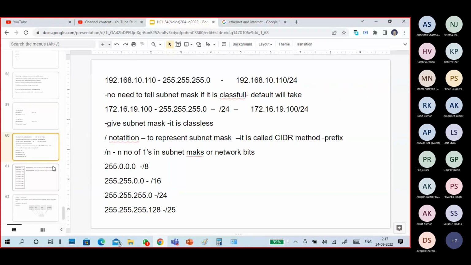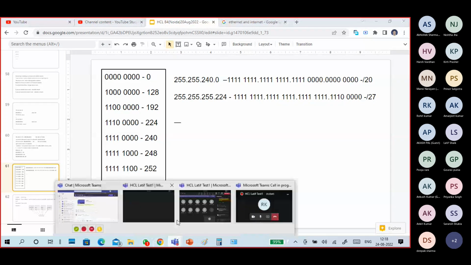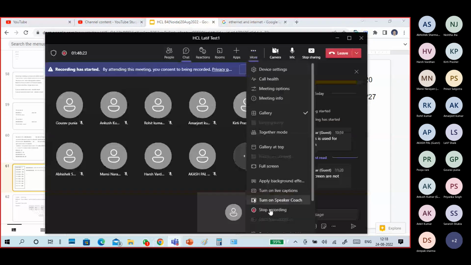Basics are the only important thing. Next, I will explain about private IP, public IP address, and the OSI layer. I will start with the OSI layer first, a basic introduction. Okay, so take a break. I have taken a lot of time in class. Meanwhile, take a small break.